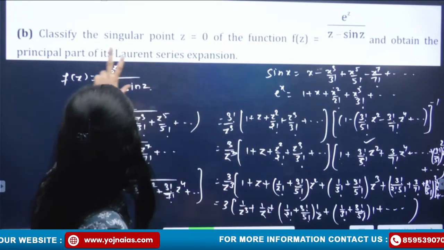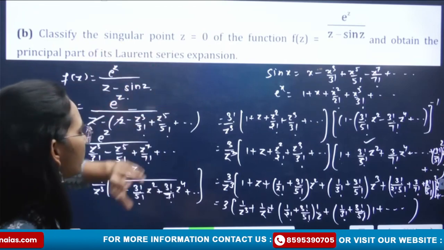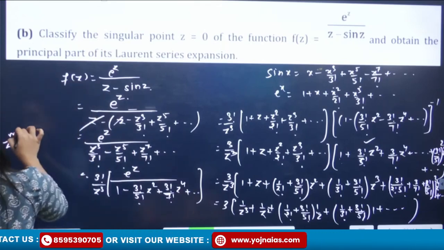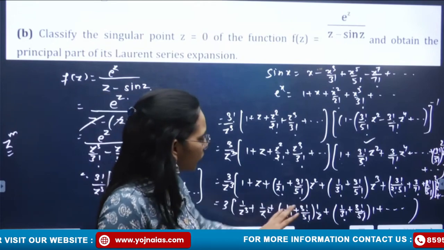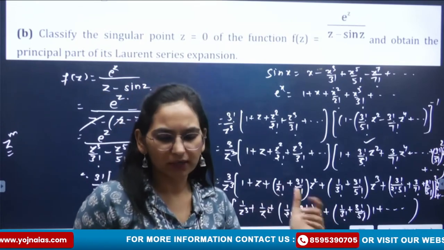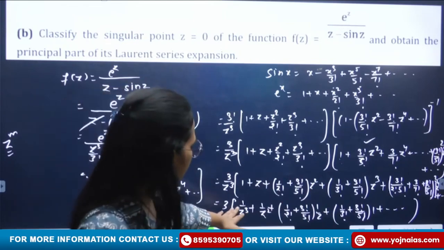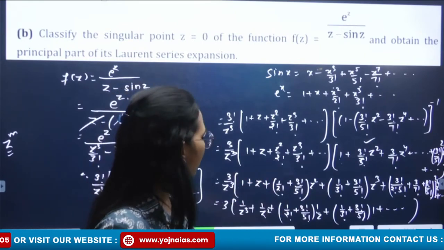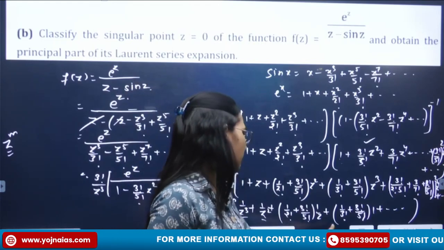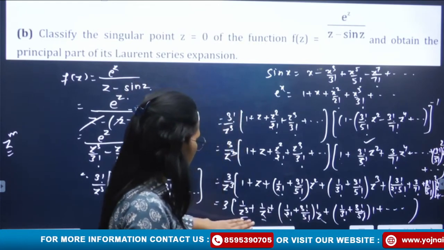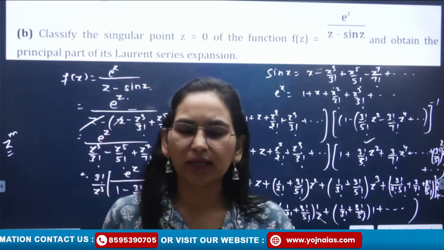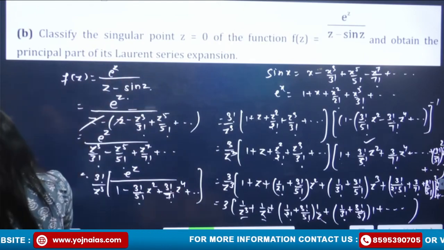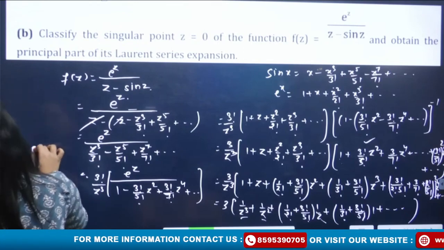Then you need to classify the singular point at z is equal to 0. The maximum power of z, raised to power m, which makes this finite, is going to be your pole of that order. So if you multiply this by z raised to power 3 and then take the limit z approaches 0, then it is going to be a finite value, because the other terms also become finite. The other way is that the maximum power of 1 by z at z equal to 0 is going to be the order of the pole, and hence at z is equal to 0 you have a pole of order 3.